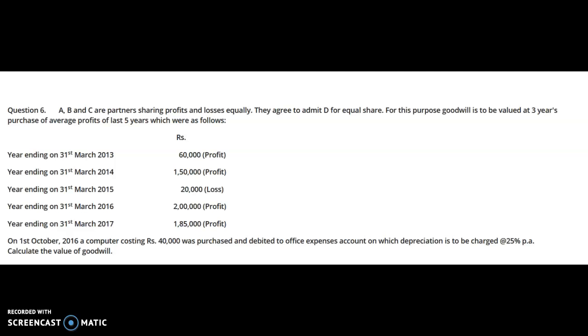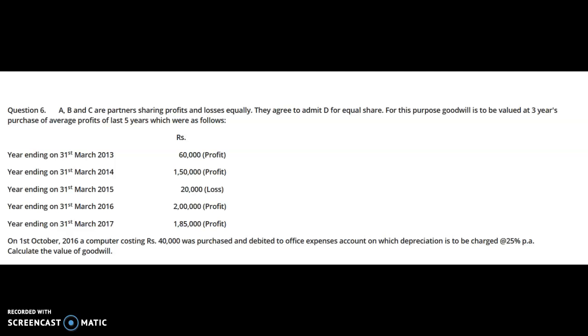Let's understand question number 6. It states that A, B, C are partners sharing equally. They agreed to admit D for equal share. For this purpose, goodwill is to be valued at 3 years purchase of the average profits of the last 5 years. What does it mean? That goodwill should be equal to 3 multiplied by the average profit of the last 5 years. And the profits for the last 5 years are given to you.